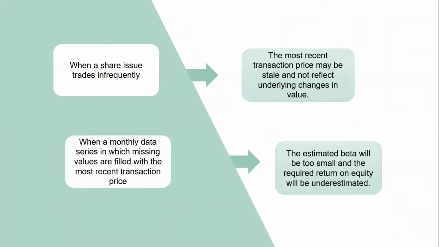Next, when a share issue trades infrequently, the most recent transaction price may be stale and not reflect underlying change in value. When a monthly data series has missing values filled with the most recent transaction price, the estimated beta will be too small, and the required return on equity will be underestimated.